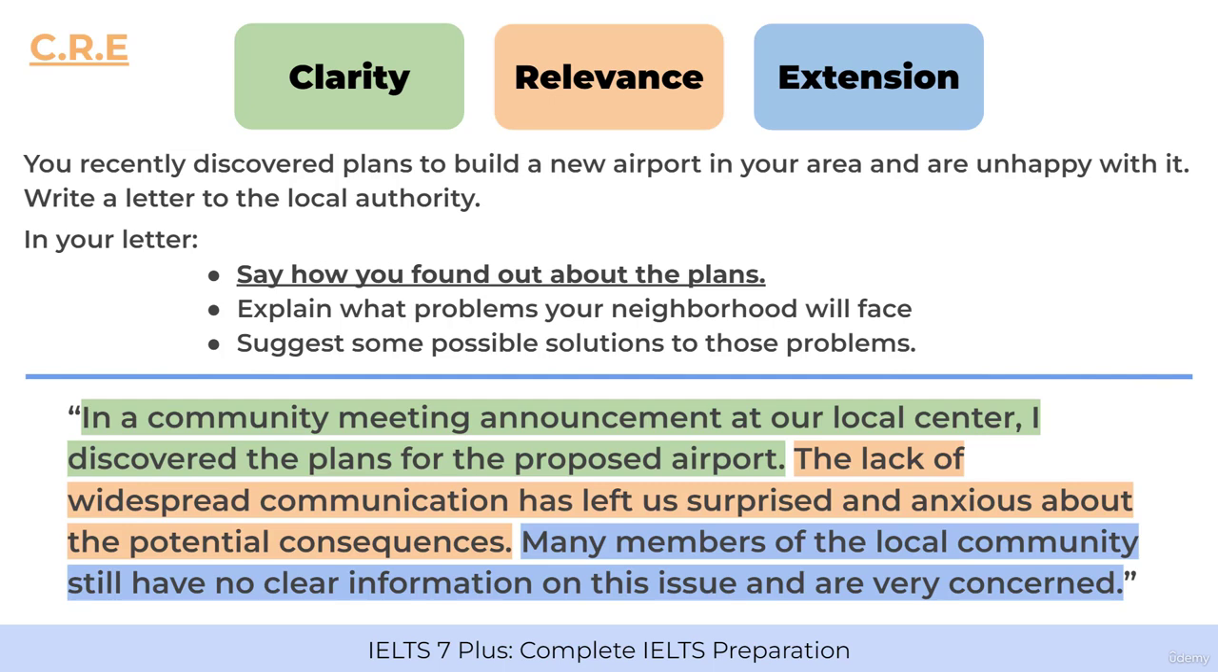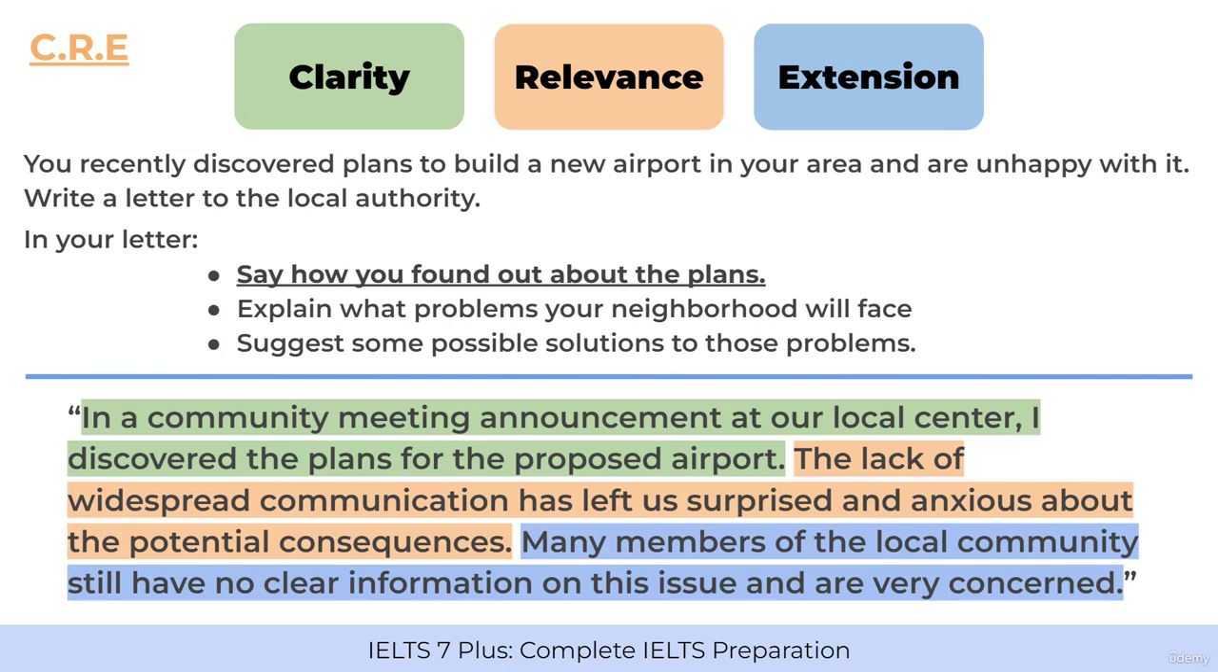It is still relevant because I'm talking about general feelings towards the airport, and I'm being a little bit extra creative with this because I'm saying the local community weren't told about anything and they're not happy also. Be careful when taking too much creativity into your writing, as you want to make sure it's still relevant. So in the bullet point, say how you find out about the plans.